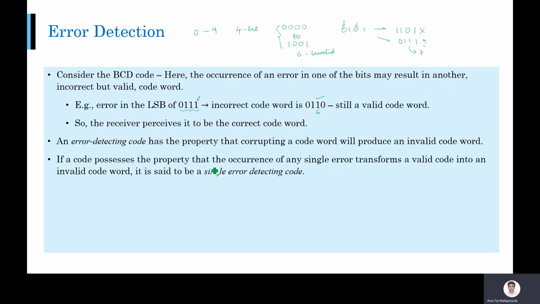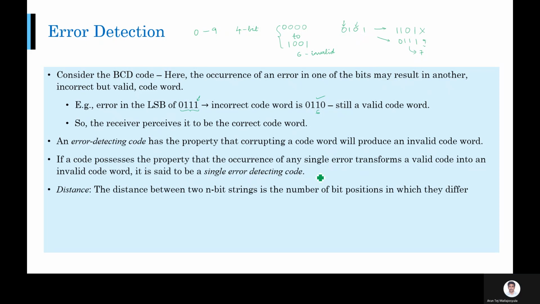If a code possesses the property that the occurrence of any single error transforms a valid code into an invalid code word, it is said to be a single error detecting code. If you have a code that can detect 2 errors, then it is a double error detecting code. 3 errors, 3 error detecting code, and so on. Multiple error detecting code. But we are focusing on single error detecting code here.